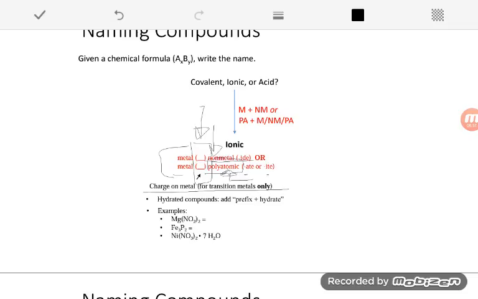For instance, let's say I had sodium, which makes a charge of +1, and chlorine, which makes a charge of -1. Since this is +1 and -1, to be charge neutral, I'm just going to need one of each, so it would just be NaCl.